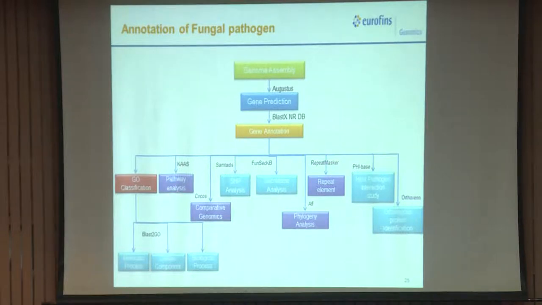After we have a genome, we do a genome annotation. Genome annotation has several steps. We can do n number of things, but the basic is that we have a genome first. Once we have the genome, we do a gene prediction using any in silico tool, and one of them is Augustus. We can identify the genes.